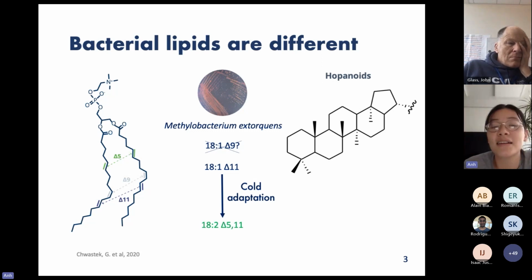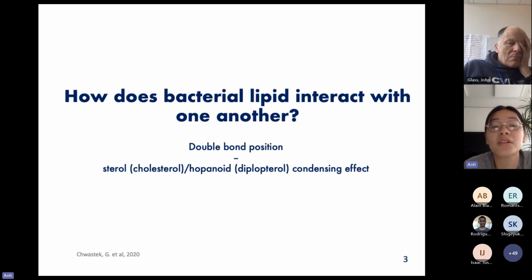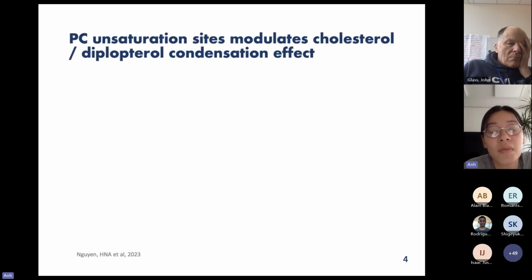So why exactly are they doing this? How does moving the double bond affect sterol or hopanoid condensing effect? Or in general, how does bacterial lipid interact with one another? So to delve into this, I first took a few biophysical approaches in an in vitro system.